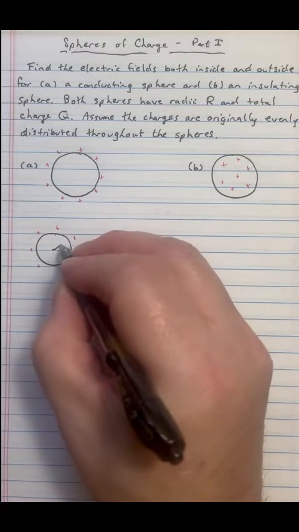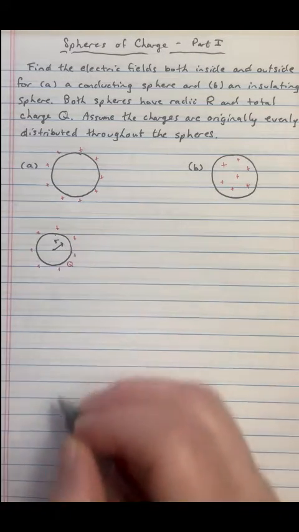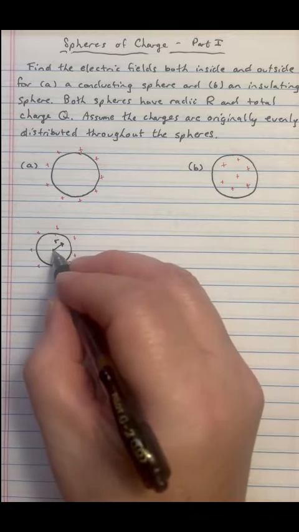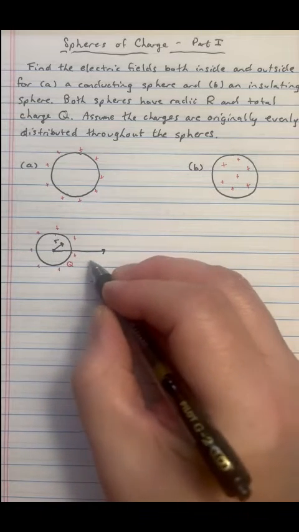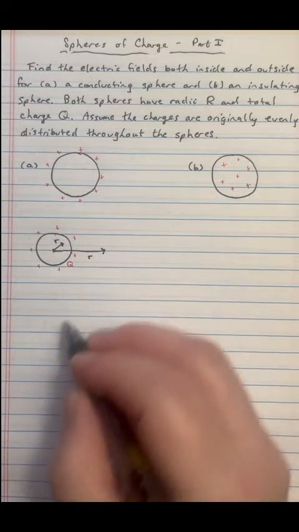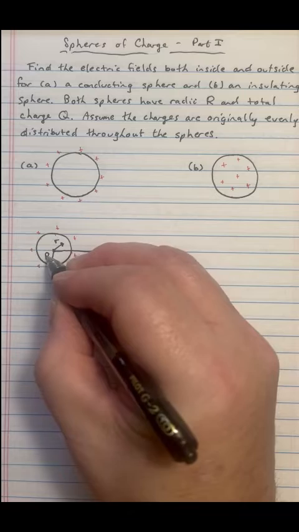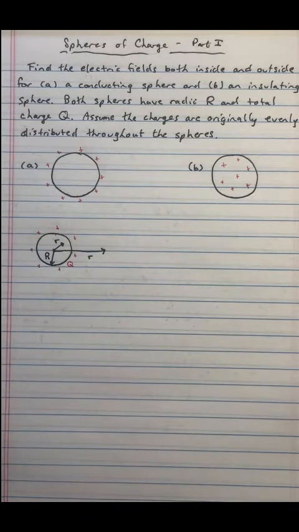We can measure the field in two different places. One is at a distance like this, little r over here, from the center of the sphere to some point still inside the sphere. Another, a distance like this, little r over here, which is definitely outside the sphere. Also, let's note that the radius of the sphere, as given, is capital R.